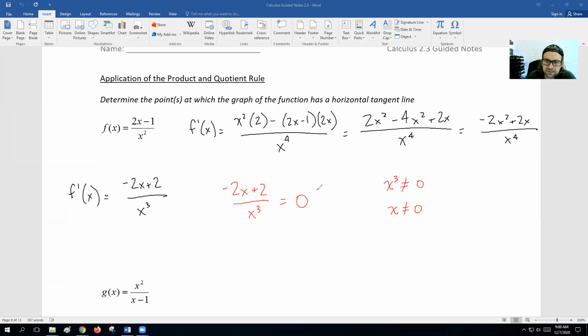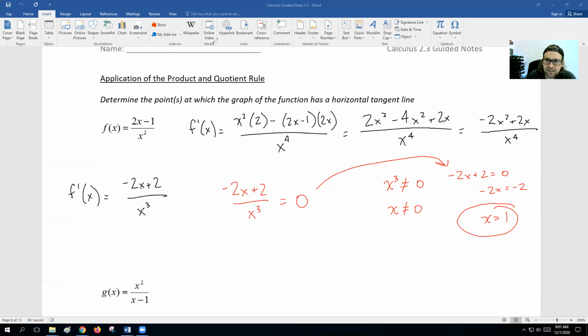So really what we need to do is to just see, okay, at the top here, when does negative 2x plus 2 equal 0? Well, that's when negative 2x would equal negative 2, and that's when x would equal 1. All right, so where on the graph would we have a horizontal tangent line? We would have it at x equal to 1. We just make sure we also say x cannot equal 0, but that's where we would have it.